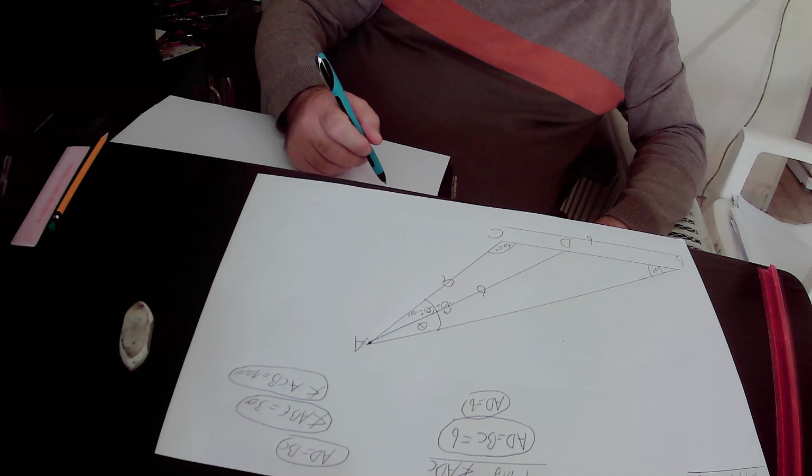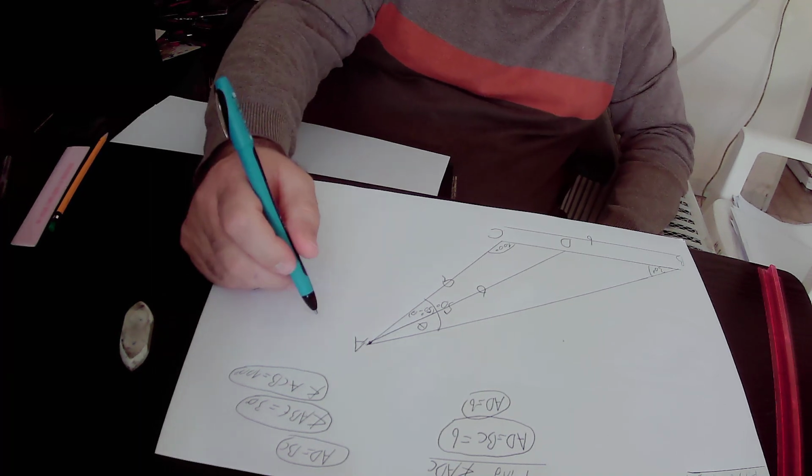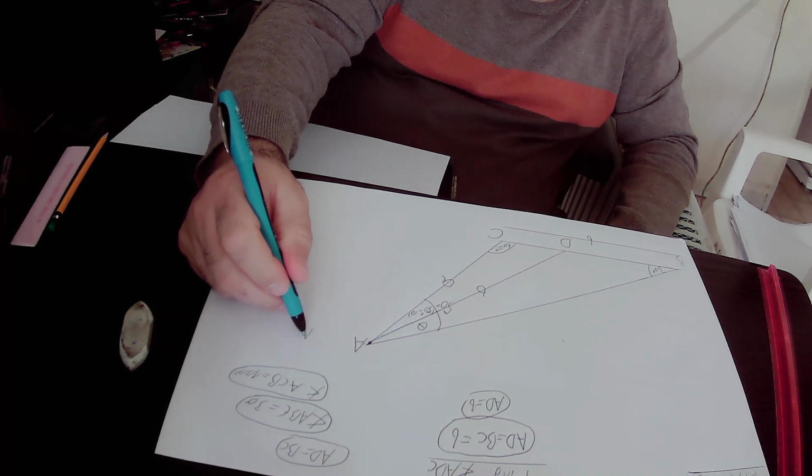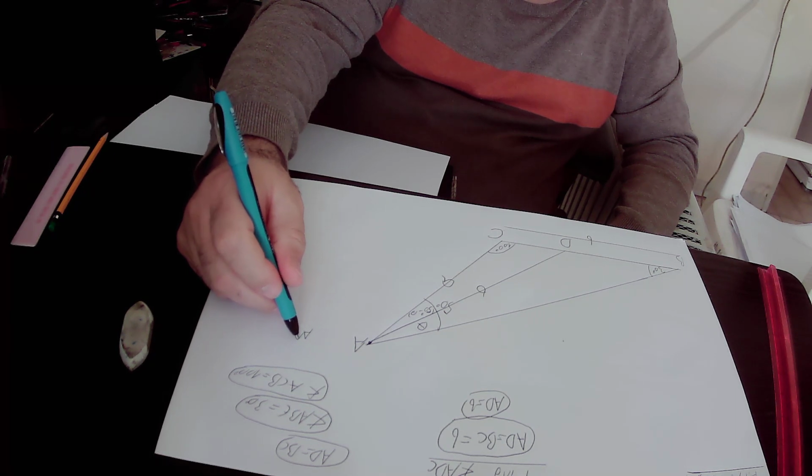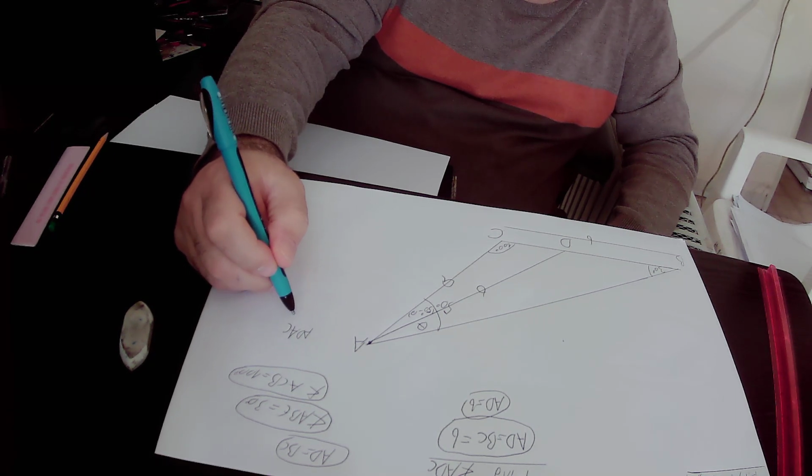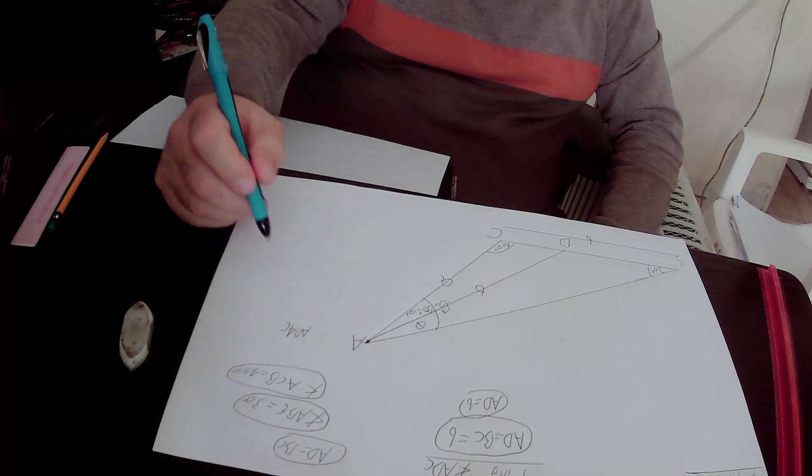So if we focus on triangle DAC, we know that the sum of the angles must be equal to 180 degrees.